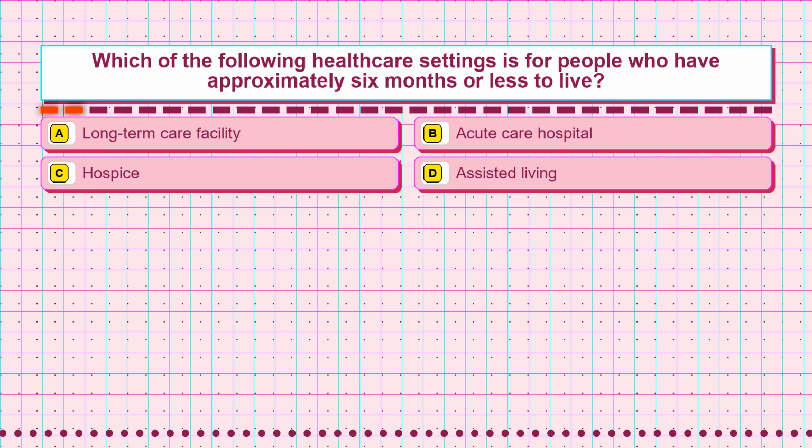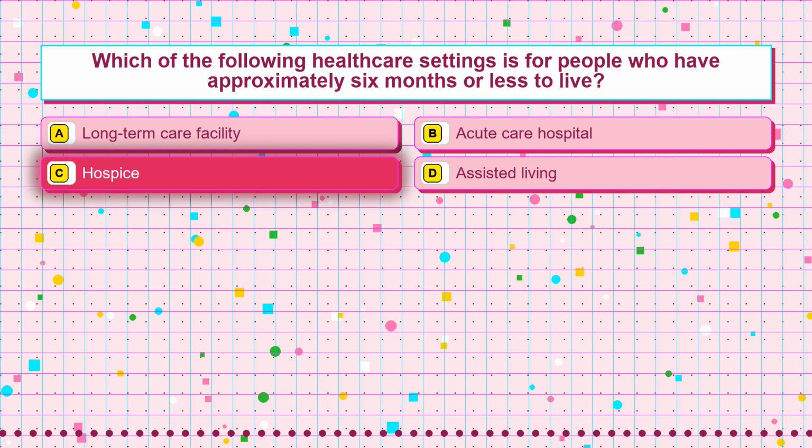Question 30. Which of the following healthcare settings is for people who have approximately 6 months or less to live? Option A, long-term care facility. Option B, acute care hospital. Option C, hospice. Option D, assisted living.